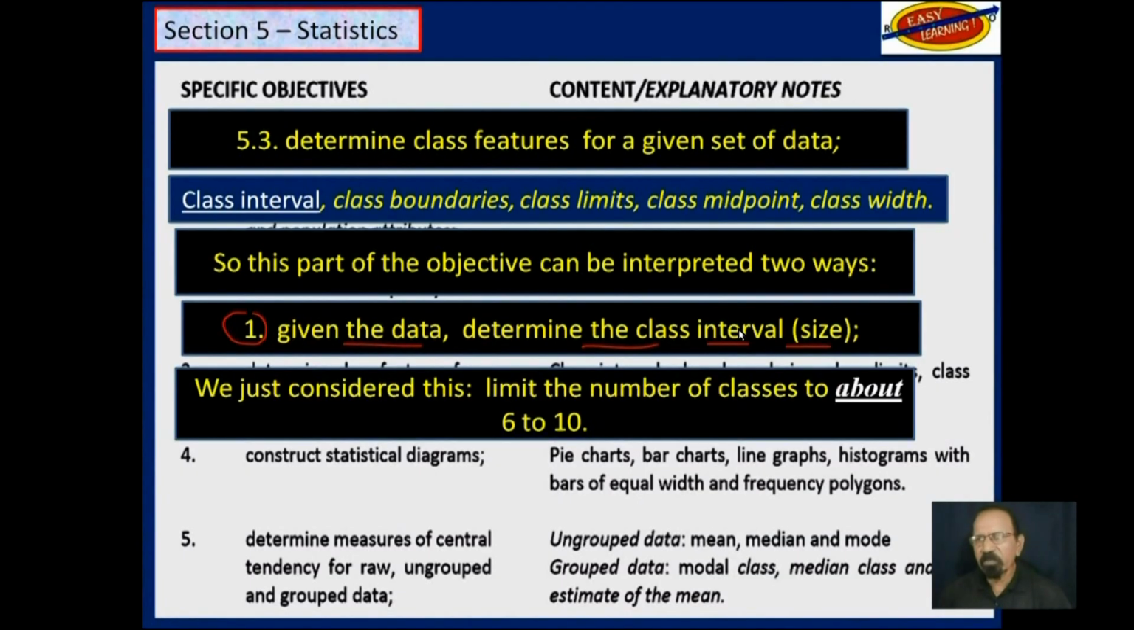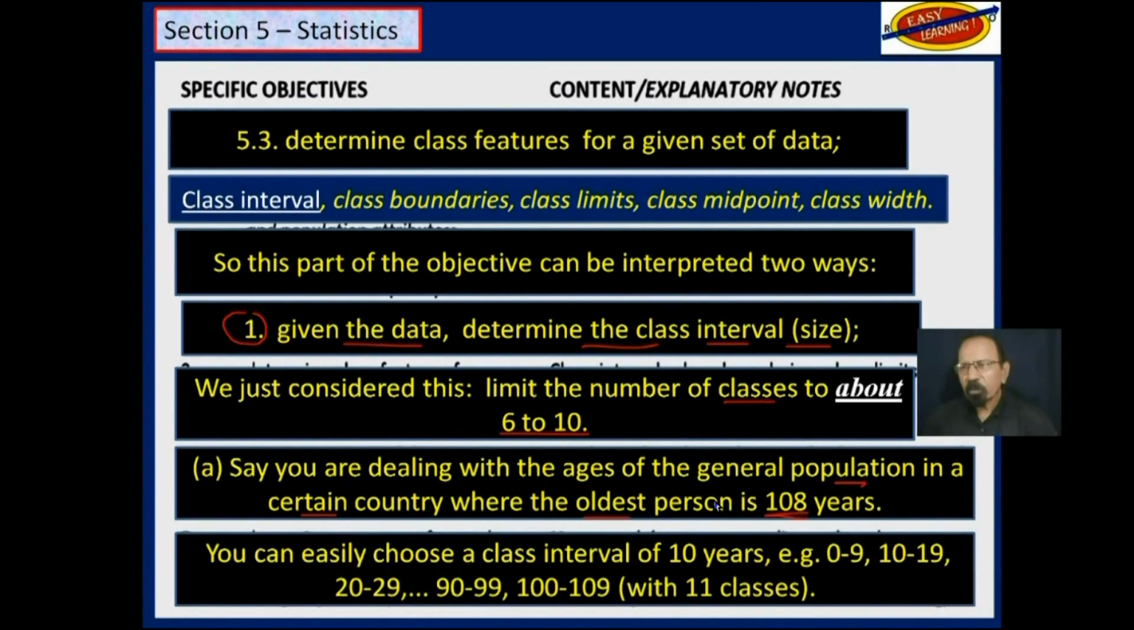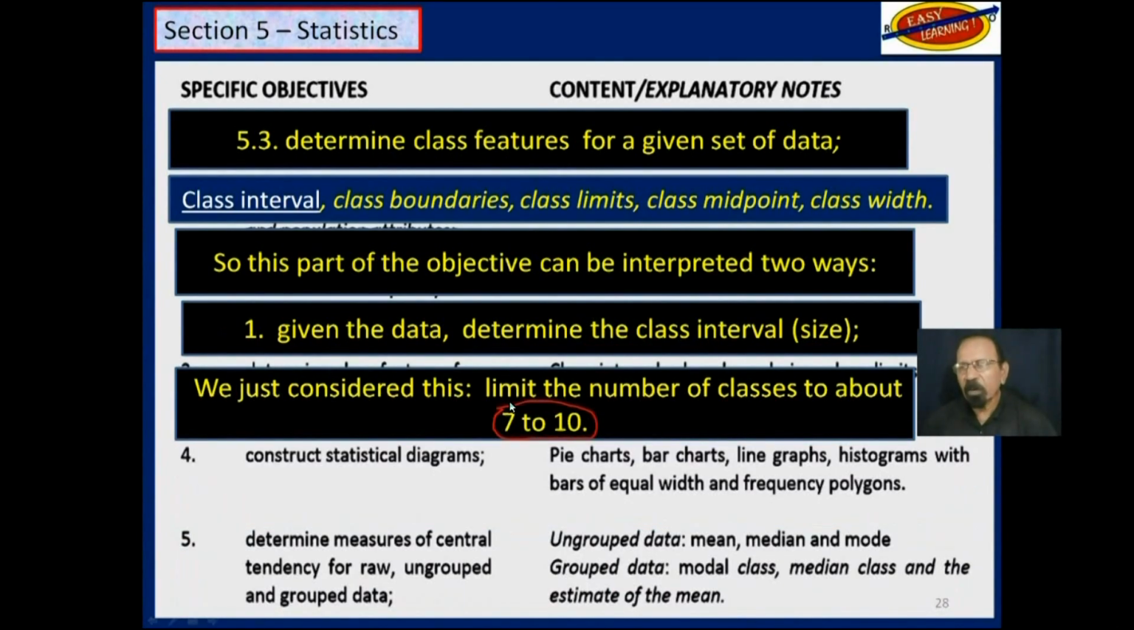Given the data, determine the class interval or size. We already touched on this. We will limit the number of classes to about 6 to 10. So if you are dealing with the ages of the general population of a certain country, where the oldest person is 108, then we can easily choose a class interval of 10 years. So from 0 to 9, 10 to 19, 20 to 29, and so on. And in this case, we will get 11 classes. Remember, I said about 6 to 10. 11 will work fine.